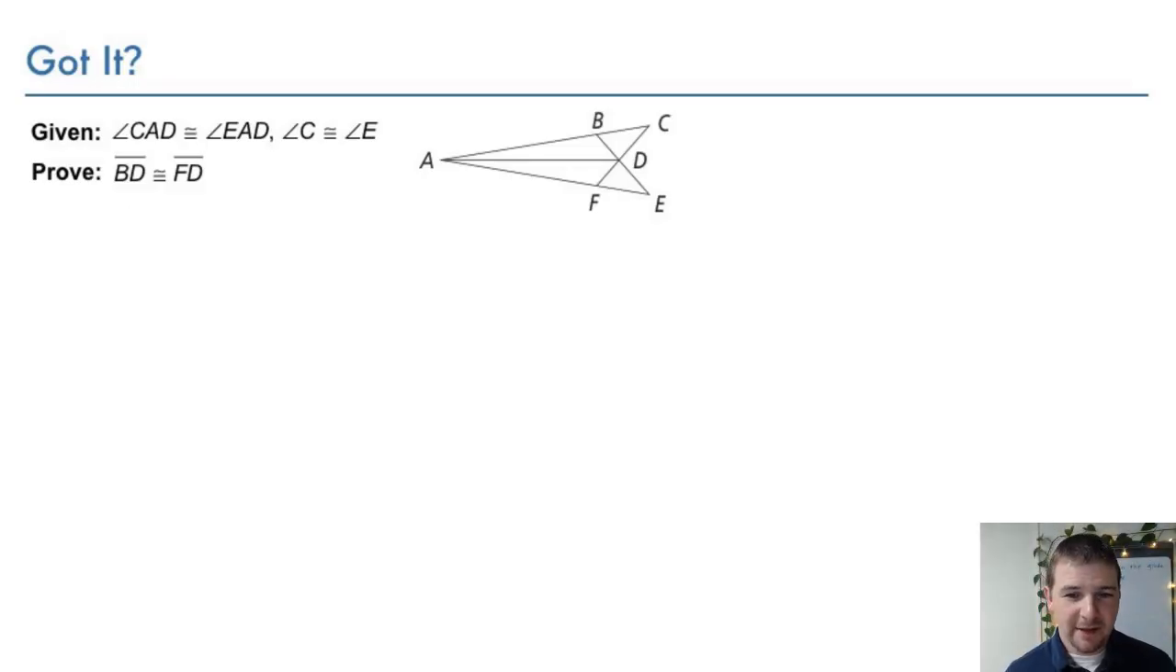And your turn. Given this diagram and the information given, prove that segment BD is congruent to segment FD.